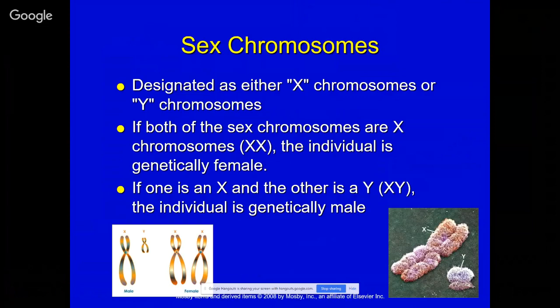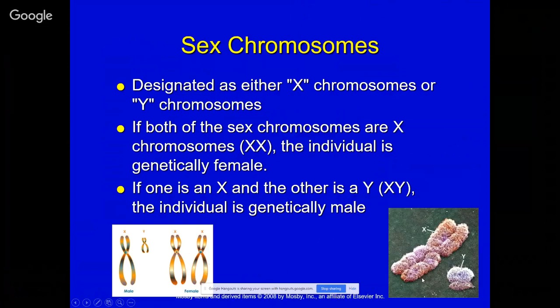Now, I want to make a note here. We are talking about mammals, okay? Mammals have XX and XY. When we go to reptiles, they're going to be a little bit different. If one of these chromosomes is X and the other one is Y, then the individual is genetically a male. So this is how it looks, X and a little tiny Y. Here's an X chromosome and an X chromosome.